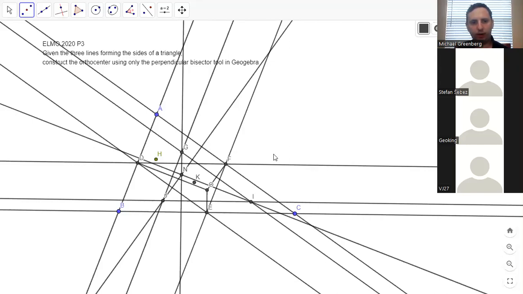So GJFE almost looks like a parallelogram. Yeah, okay, I think we do have GJFE is a parallelogram. IGDE and IJFD. We have a lot of different parallelograms here, a lot of parallel lines.